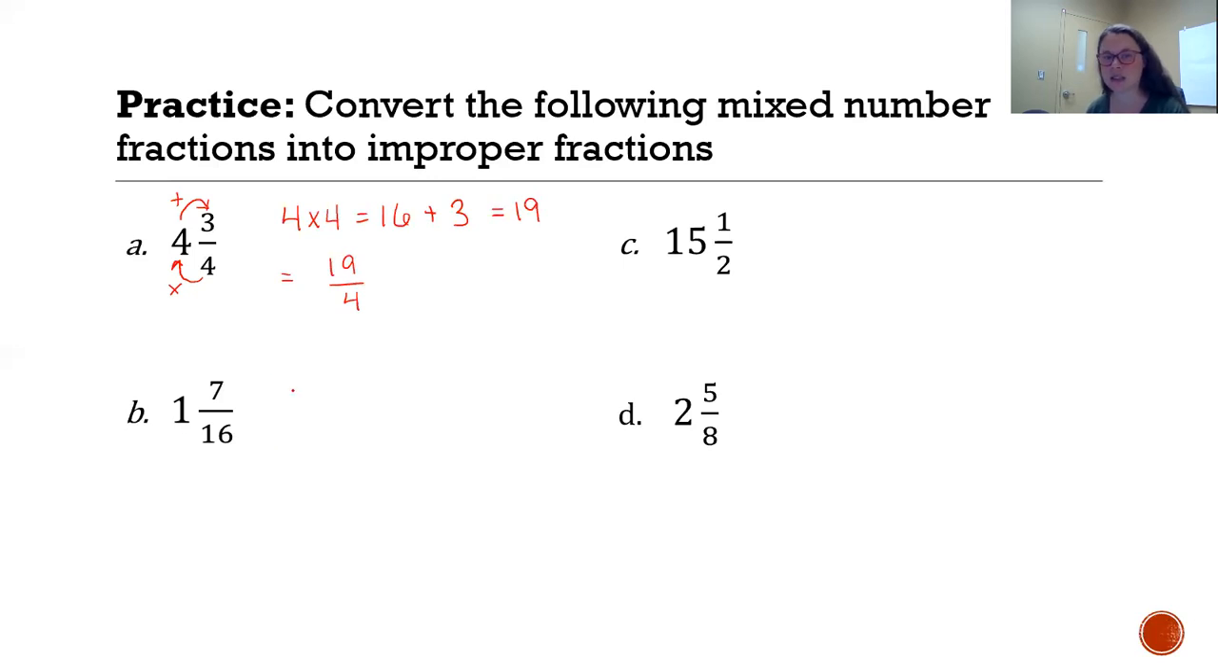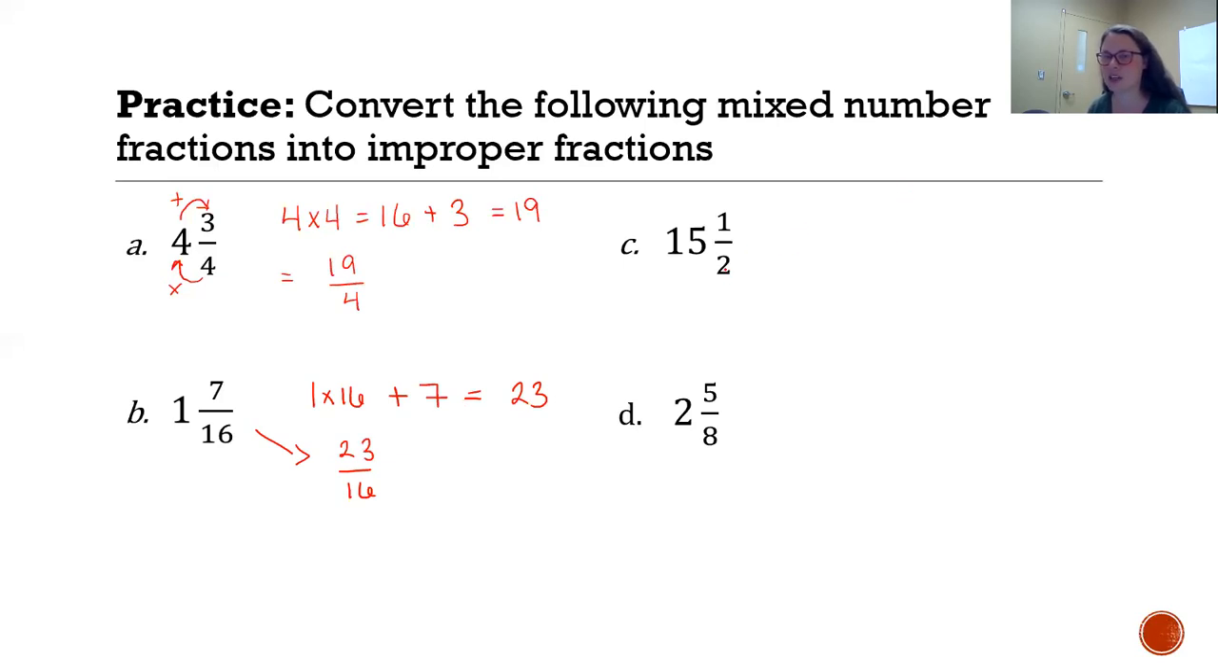So 1 7/16, I'm going to take 1 times 16. So these two get multiplied, plus the numerator, leaves me with 16. Notice order of operations. 1 times 16 is 16 plus 7, leaves us with 23. So the equal fraction is 23/16.